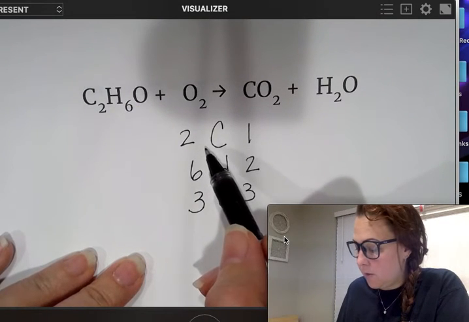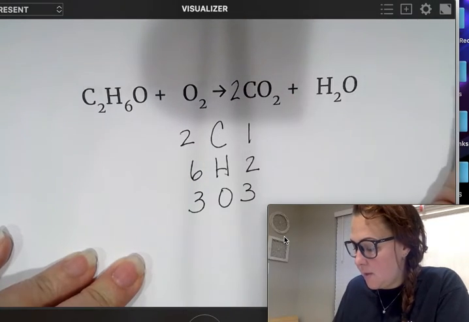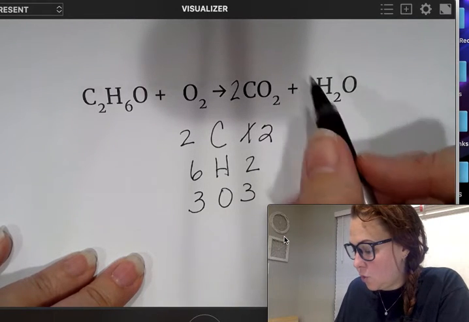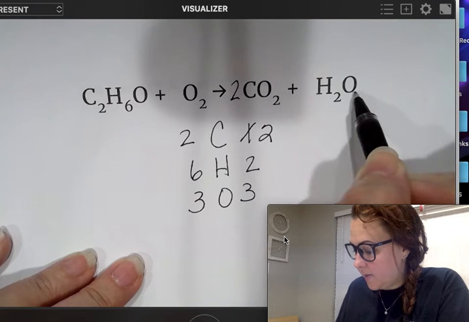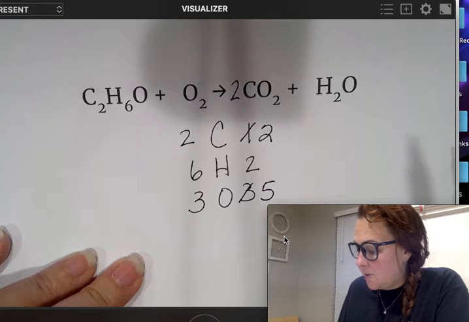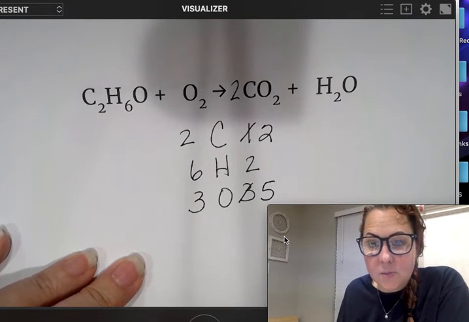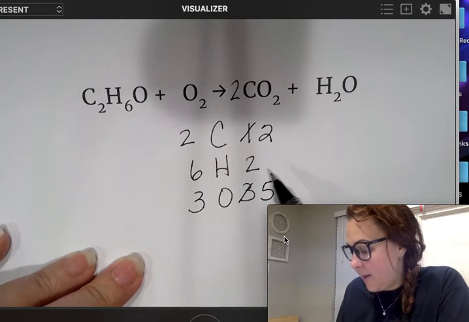I have 2 over here, I need 2 over here. So I'm going to start with a 2 out front. That changes my carbon to 2. Now my oxygen, I have 2 times 2 is 4, plus 1 is 5 oxygen. Now my oxygens are split, so I'm going to try to fix my hydrogens next. Because they're broken up, we're going to see if we can fix it with my hydrogen.